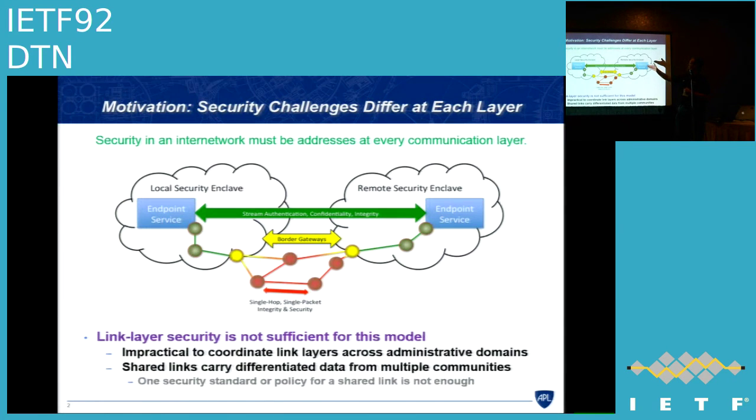Additionally, for endpoint services that cross enclaves, if you need authentication, confidentiality, and integrity end-to-end, you may apply those services somewhat differently in your network, meaning perhaps authentication or just integrity within your enclave, perhaps confidentiality, and perhaps additional integrity between your enclaves. So in this model, how do we handle this at the bundle layer?